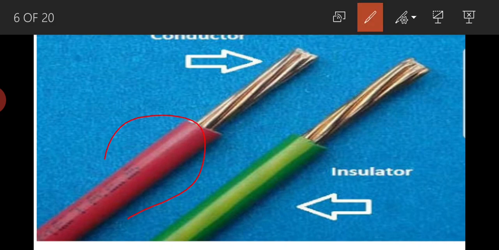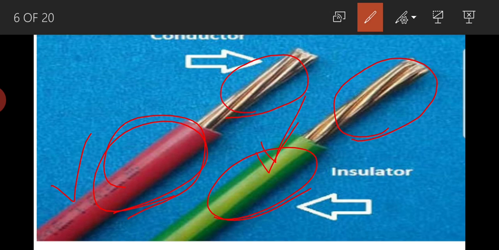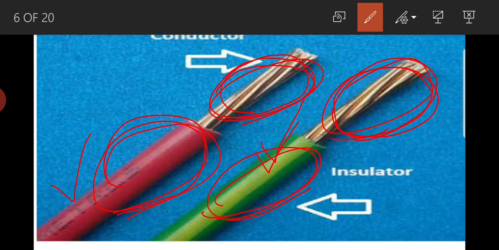These are the wires which you observe in your houses regularly. Red color wires, green color wires, black color, yellow color. All these wires contain copper material inside. This is copper metal. Since copper metal has a large number of free electrons, it will conduct electricity easily. Whereas the red, blue, green, yellow colors which you see outside are an insulation coating. The actual conducting material is inside that insulation, that is copper.